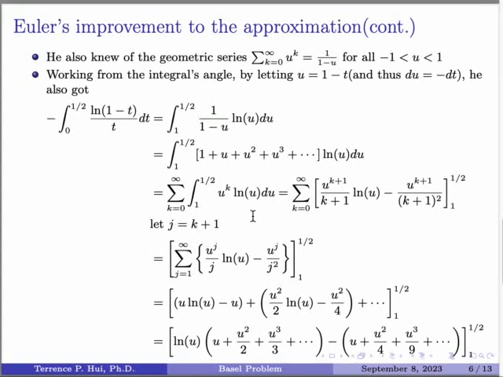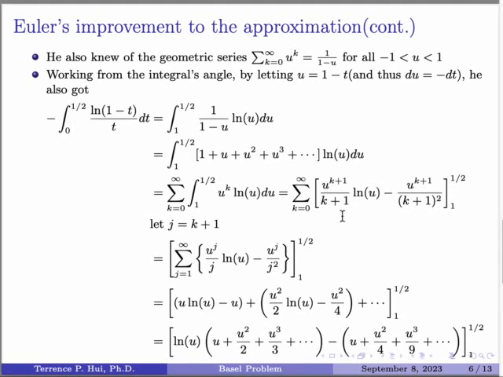Now here's what he did. He did two things next. Instead of working with the index k equal to 0 to infinity, he's going to work with j equal to k plus 1. By letting j equal k plus 1, now j runs from 1 to infinity. So this now becomes 1 to infinity. So that's the first thing he did. He replaced anything with k plus 1, he replaced it with j. So this becomes u to the j over j log u minus u to the j over j squared, right? So that was the first thing he did.